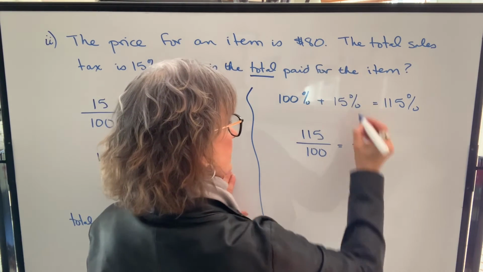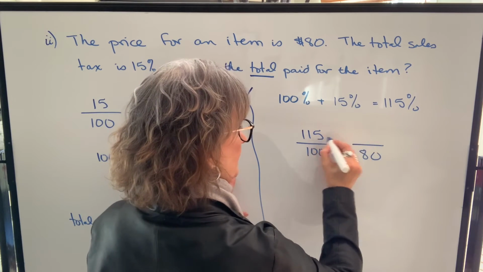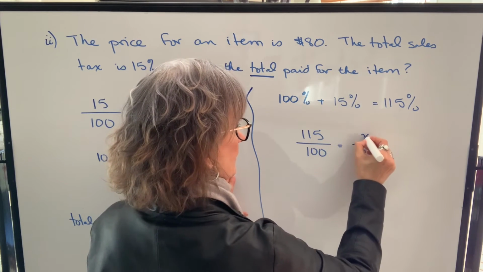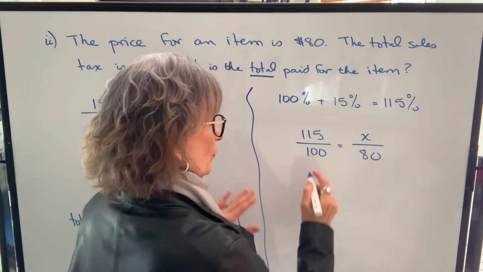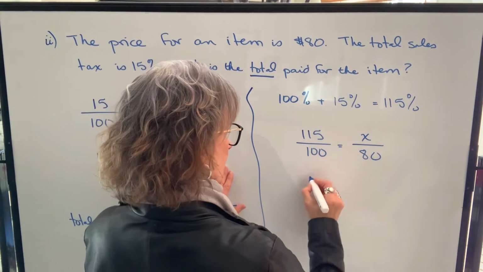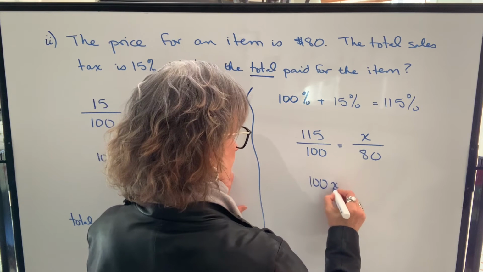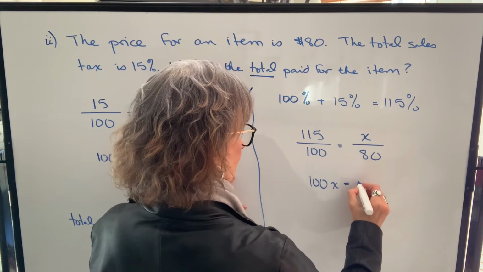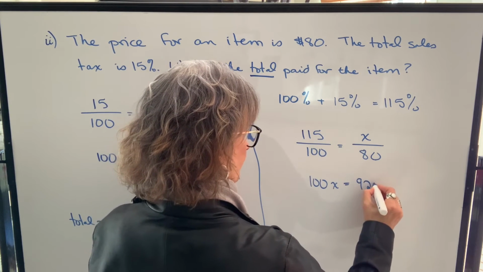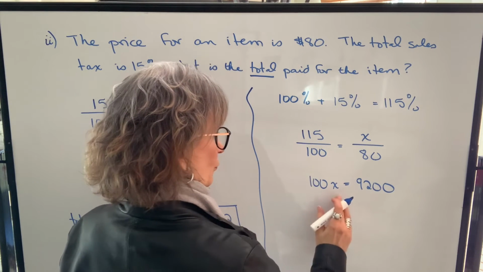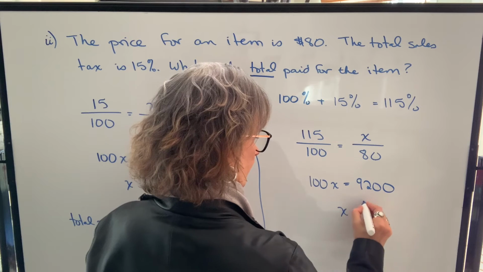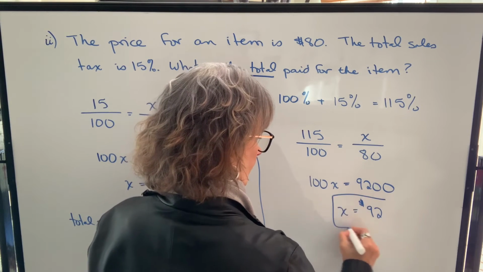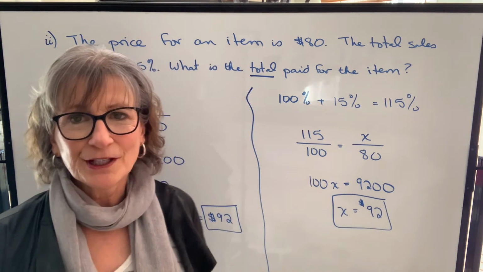The base is still $80. You're finding 115% of 80, and you're finding what that amount is. We cross multiply, so 100 times x will equal 9,200. We divide by 100, and we get $92 that way.